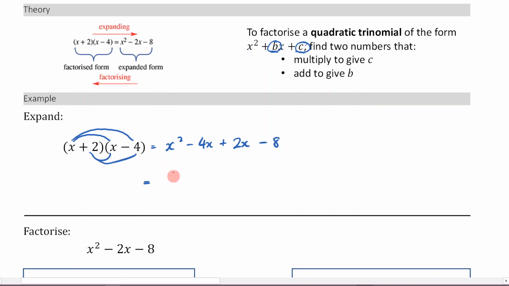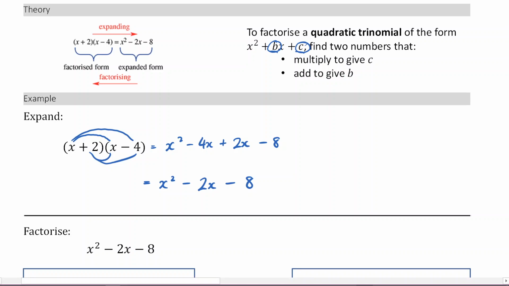Then I gather my like terms. I've got x squared there. Then I've got negative 4x plus 2x, that's going to be negative 2x, and then I have negative 8 there. Perfect. Again, let's stop and just reflect upon where these numbers come from. So where did this negative 8 come from, and where did this negative 2 come from? Okay, let's start with the negative 8.